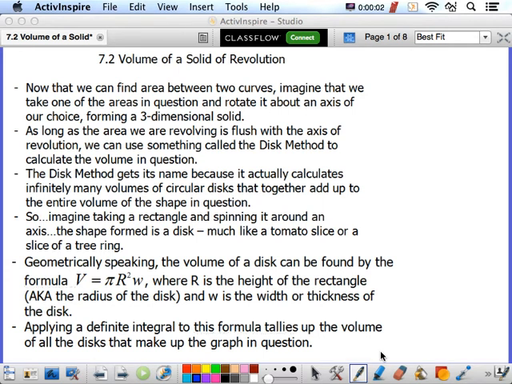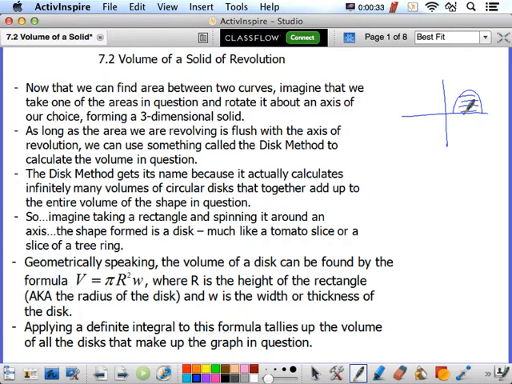Section 7.2 deals with the volume of a solid of revolution. Now that we can find the area between two curves, imagine that we take one of the areas in question and rotate it about an axis of our choice, forming a three-dimensional solid. So for example, if we had a parabola, a parabolic area over here, say maybe this area, and that was the area we were looking for.